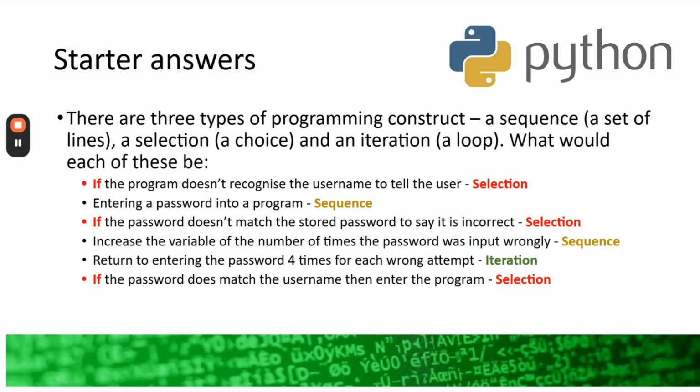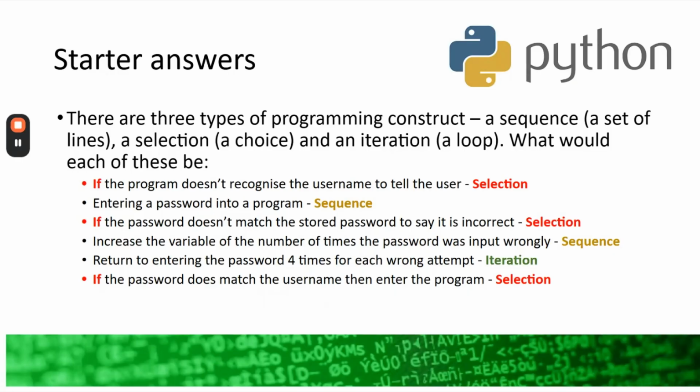So it's just do it, and this is how you enter the password in. You put this, then you put this, then you put this. It's a sequence, one thing after another. If the password doesn't match, say it's incorrect. So there's clearly the option that it might be correct or it might be incorrect. So it's a selection again. It's making a choice between one or two things.